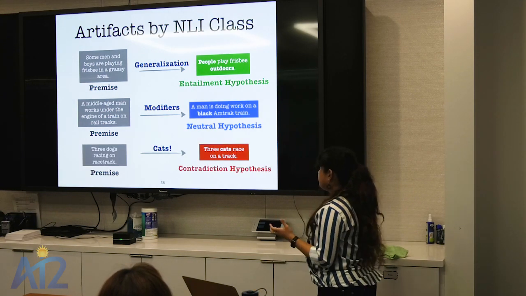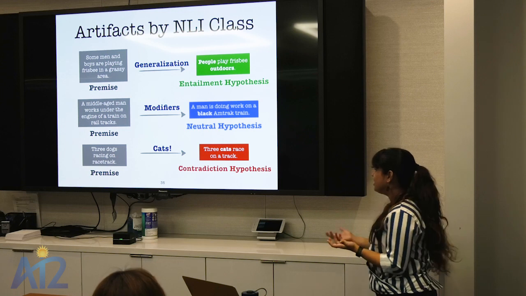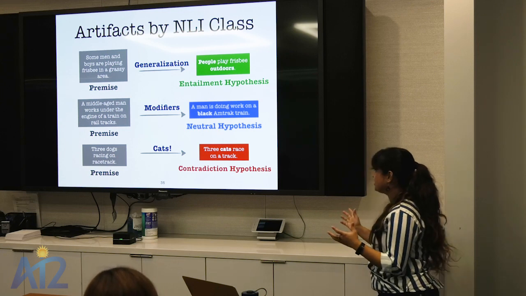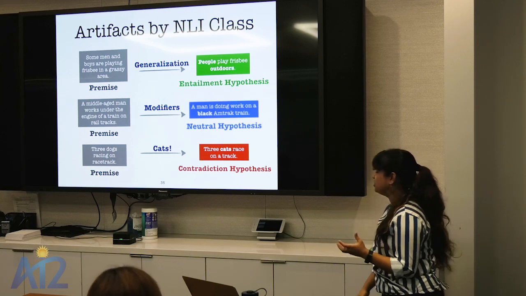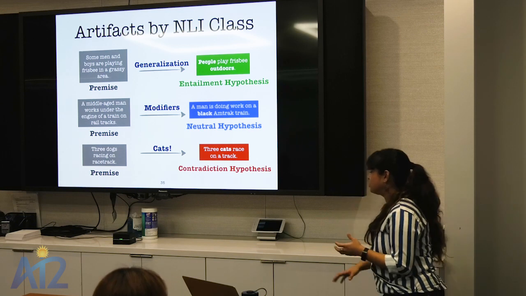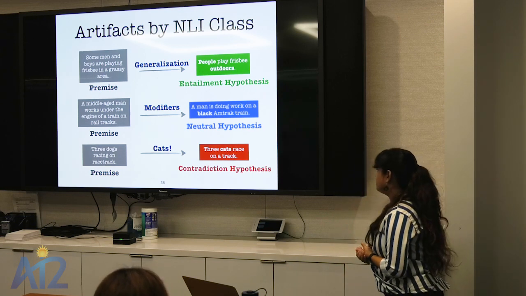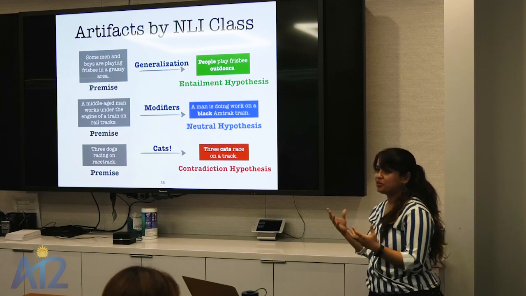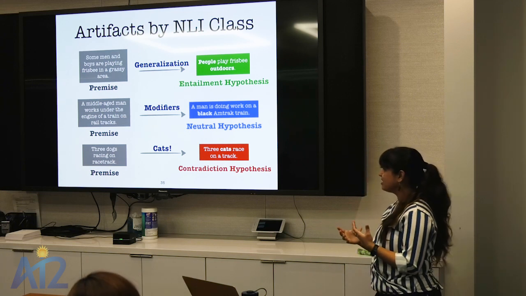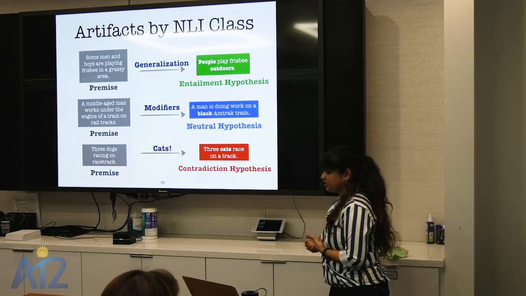And finally, for contradiction, we saw examples that had these trivial ways of introducing contradictions, like "dogs" became "cats" in the hypothesis. So whenever the model sees something like cats, it thinks it's a contradiction.